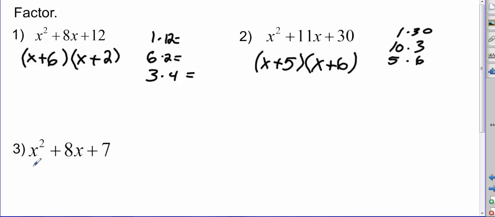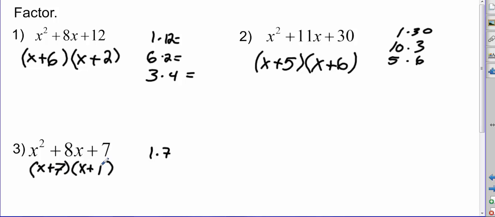Here we go for number 3. Let's go ahead and set up the binomials that we're going to use. They're both going to be positive because we've got two positive numbers. In this case, I think I see a set of numbers rather quickly, because when we look at numbers that can multiply together to get 7, we can use 1 and 7. I found my answer pretty quick on that one. 1 and 7 add together to be 8. So we can go ahead and plug those in, and we're done with that one.